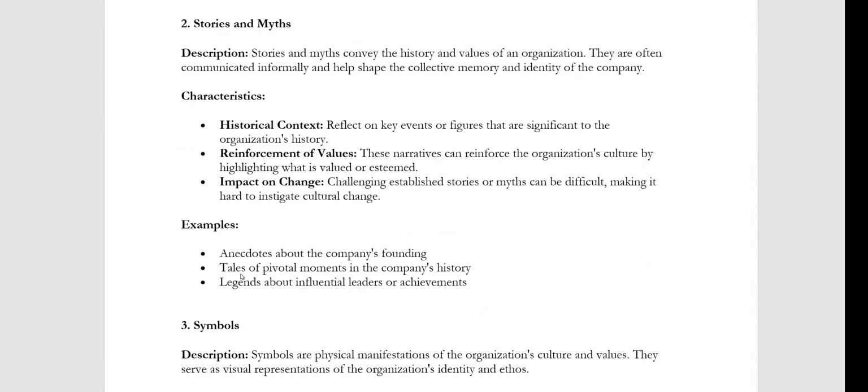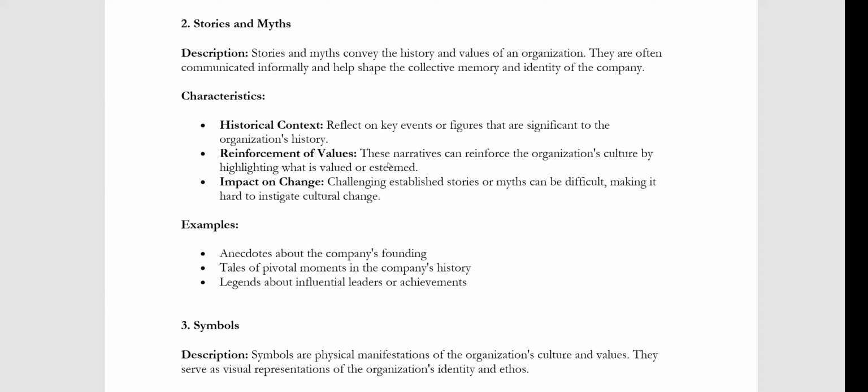Now, second, we have stories and myths. Stories and myths convey the history and values of the organization. They are often communicated informally and help shape the collective memory and identity of the company. So what are the characteristics? One, they reflect on key events or figures that are significant to the organization's history. So we saw the story about how Ron wanted to be in the Navy. That could be one of the things that guides why the man is so strict, like the Navy.